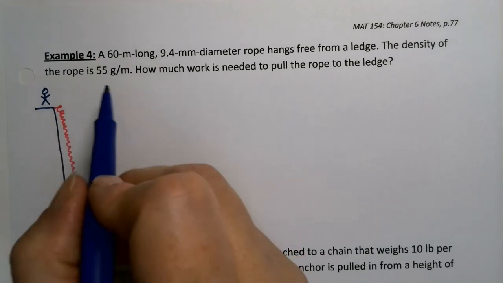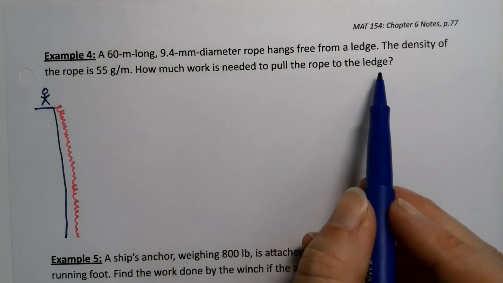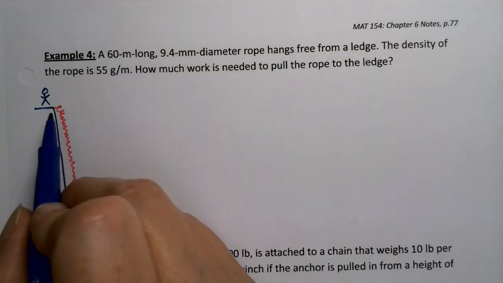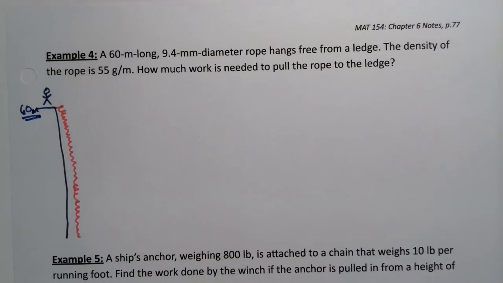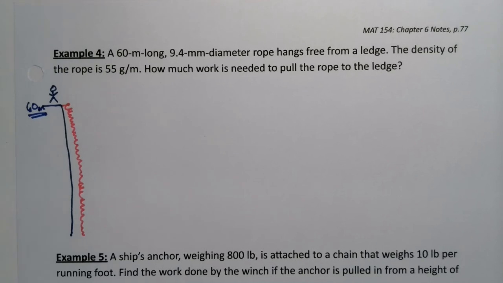So they tell us that, well, let's see, it was needed to pull the rope to the ledge. So it's saying it's hanging free from that ledge. So then we're going to assume that this is 60 meters. It's a little weird, but it's kind of written that way. Right? All right, so then the density of the rope is 55 grams per meter. Wonderful. All right, so let me write this out.